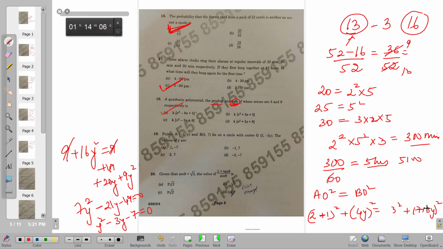I forgot to multiply this by 2. This is 2ab, right? 2 into 7 into 3. So this should have been 42. 42 means this would have become minus 6y. Y square minus 6y minus 7 is equal to 0.